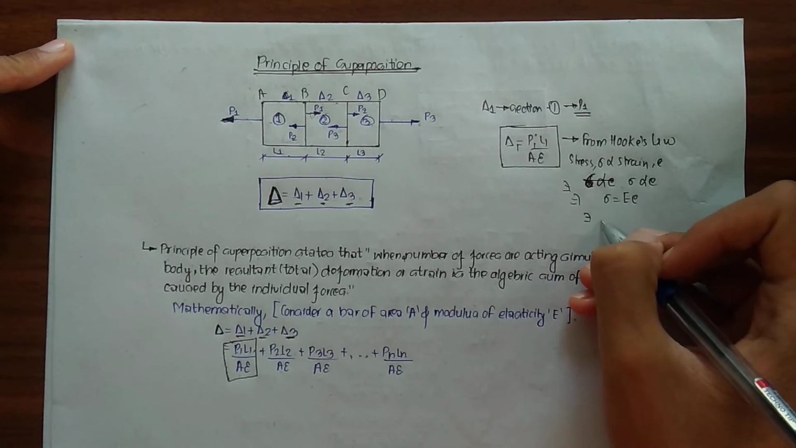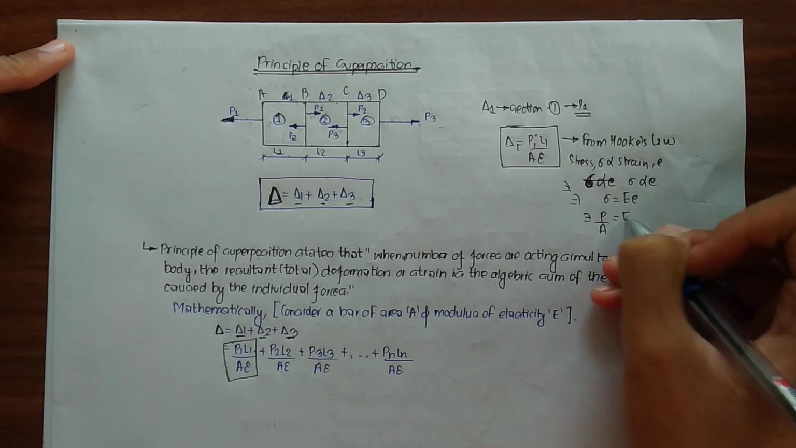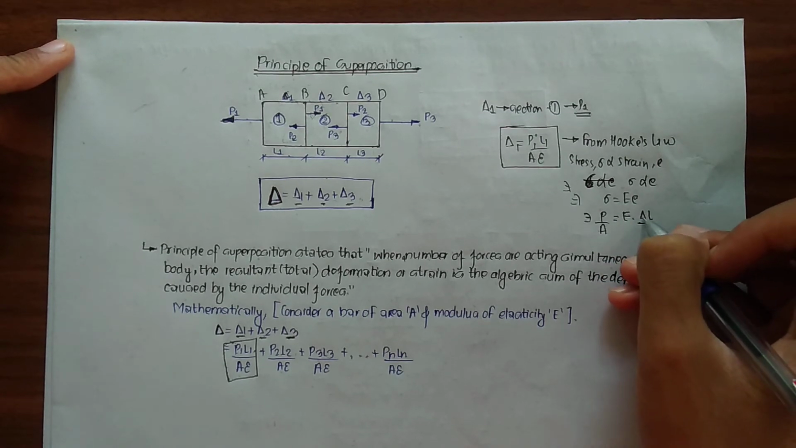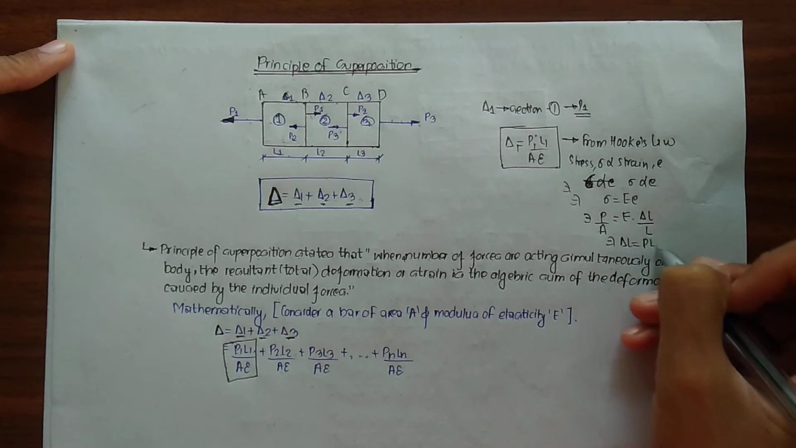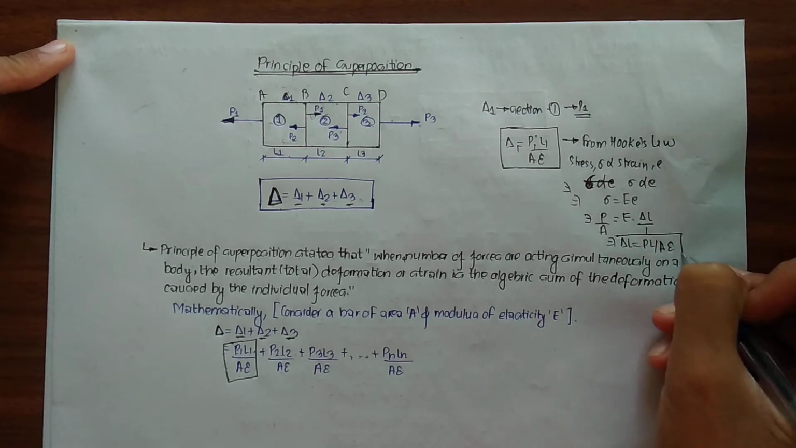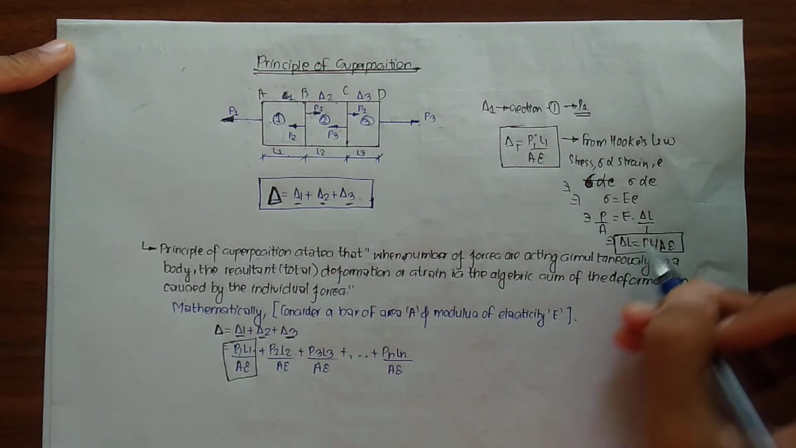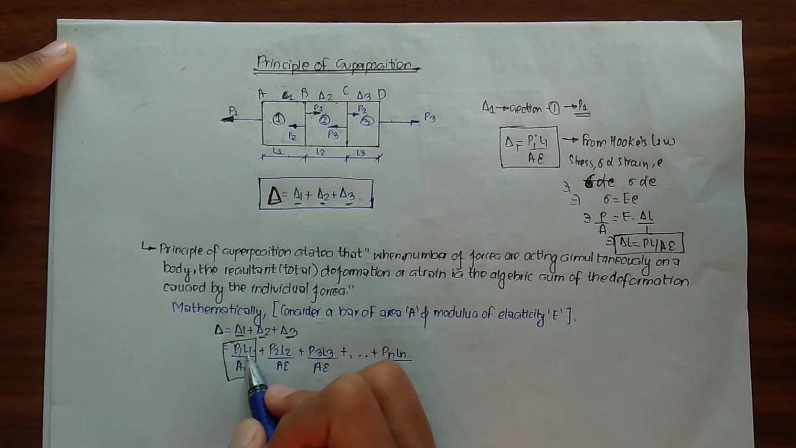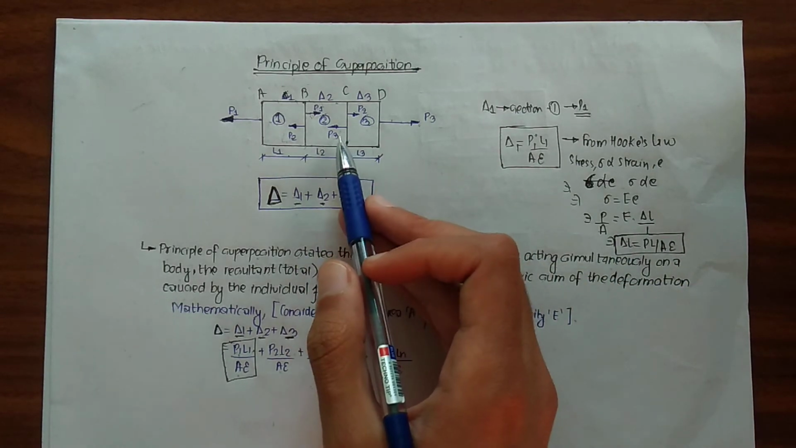Stress equals P by area, where P is force divided by area, and E remains the same. Strain we can write as change in length divided by original length, del L by L, where del L is the change in length or deformation. Then del L equals PL by AE. So this is how del equals PL by AE. This is what the principle of superposition is all about.